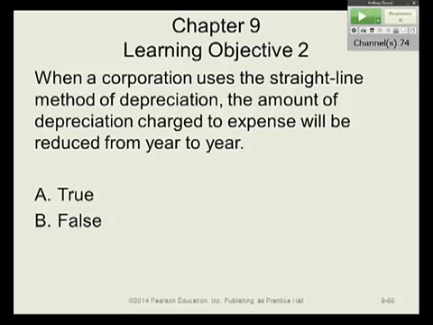I'm not necessarily going to ask this question, but you should know this. You should know that when a corporation uses straight line, the amount of depreciation expense will be reduced from year to year. No, straight line is constant depreciation. So that answer is false. The first one is false.